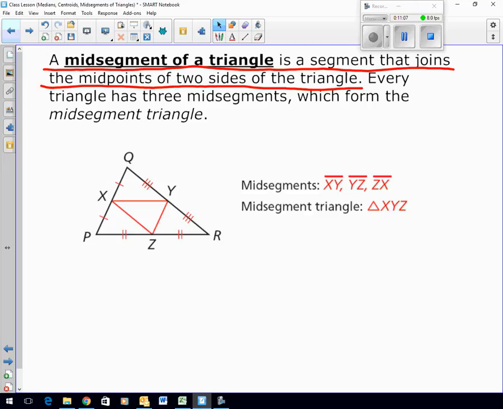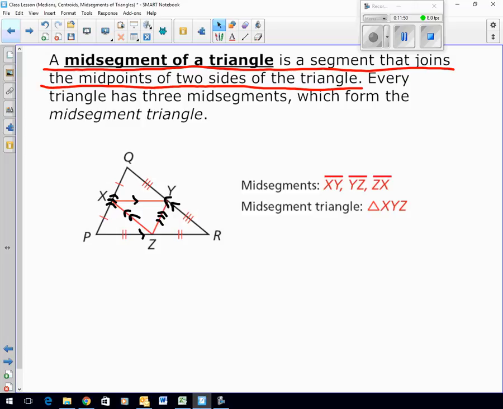Check it out. XY and PR. Let's see how those would be parallel to each other. Yes or no? Yes. They have the same slope. XY would be parallel to PR. XZ would be parallel to QR. And then my last one, YZ, would be parallel to QP.